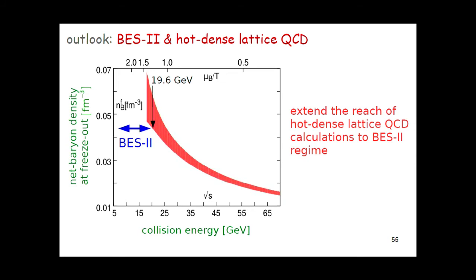So in order to know the phases of this quark-gluon matter, we need to extend the QCD calculations to the BES-II regime. This is not an easy task. This also needs a lot of computing time, and maybe the next generation of supercomputers, along with other formalism and other conceptual developments.